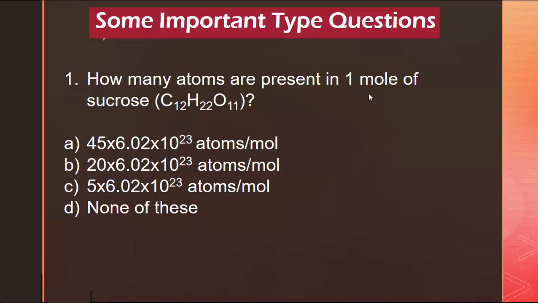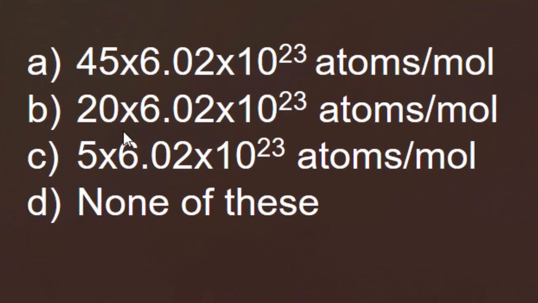How many atoms are present in 1 mole of sucrose? You know the molecular formula of sucrose is C12H22O11. So now these are the four options given to us. Option A, 45 into 6.02 into 10 to the power 23 atoms per mole. Option B, 20 into 6.02 into 10 to the power 23 atoms per mole. Option C, 5 into 6.02 into 10 to the power 23 atoms per mole. Option D, none of these is the answer.